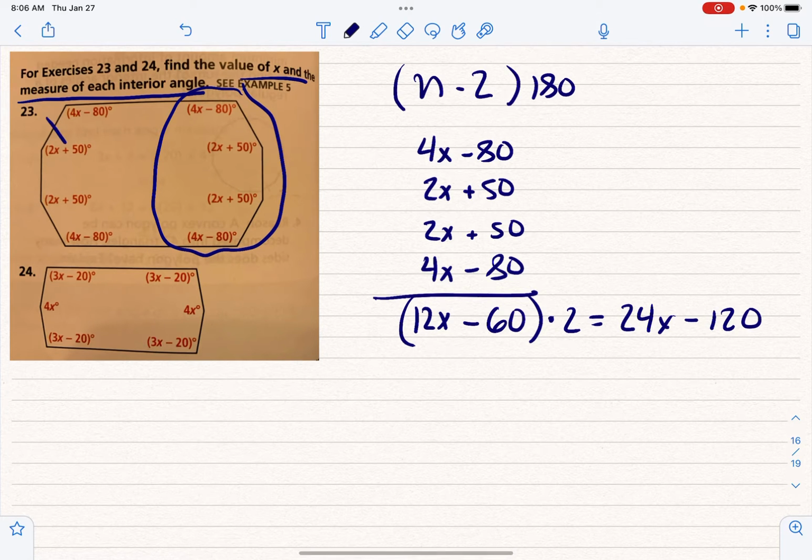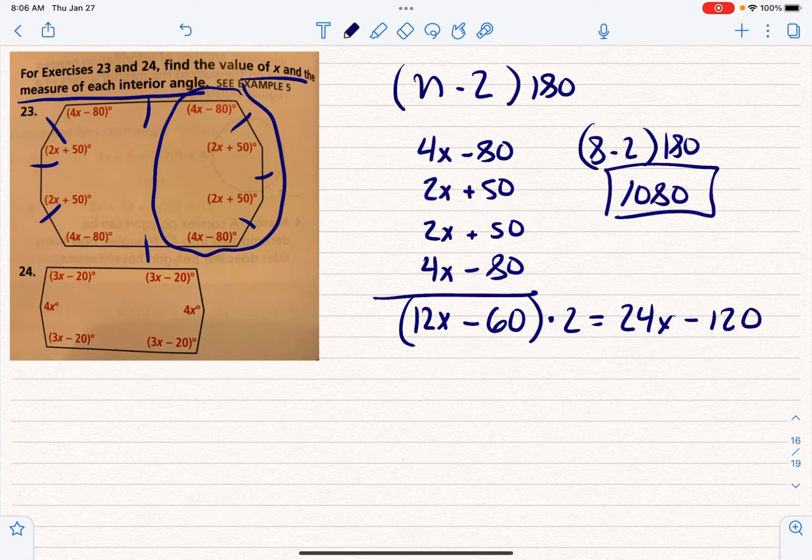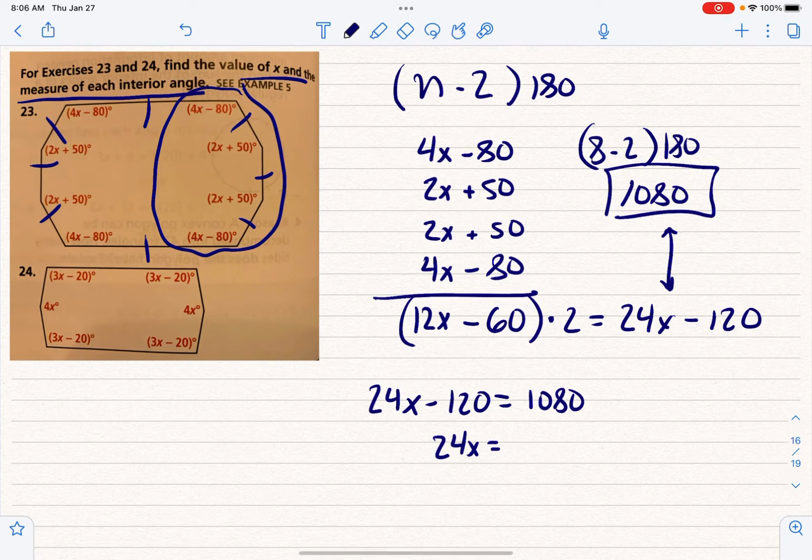Now I have to count the sides. 1, 2, 3, 4, 5, 6, 7, 8. It's got 8 sides. So I say 8 minus 2 times 180. 8 minus 2 is 6. 6 times 180 is 1080. So that's the total. I have to set these two things equal to each other. So 24x minus 120 equals 1080. Bump the 120 to the other side, and you get 24x is equal to 1200. So therefore, x is equal to 50.